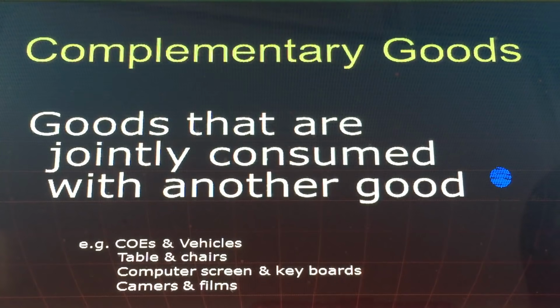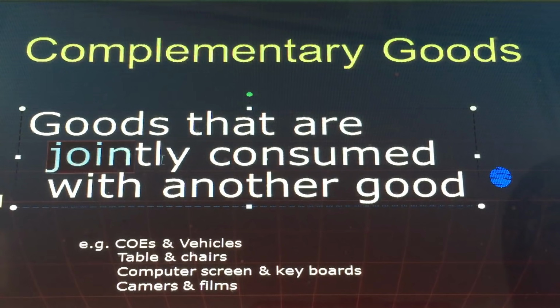So what are complementary goods? Things that you use together. For example, a classic example would be a printer and an inkjet cartridge. Who would want a printer without any ink? Who would want a computer and software? A computer without any software is useless. Correct? So those are complementary products.